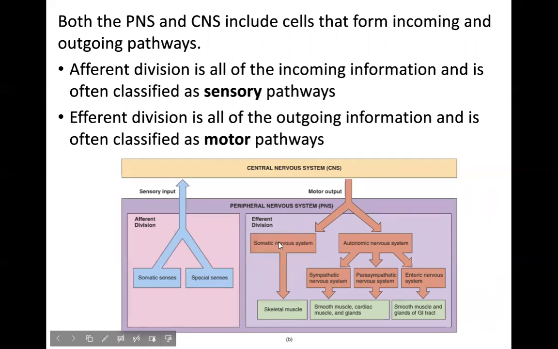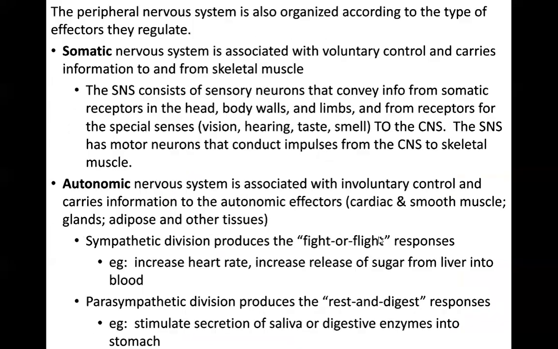If you notice there, the efferent division provides motor output. We've got the somatic, which we learned the other day, controls skeletal muscle in a voluntary manner. You have the autonomic or automatic nervous system, as I like to call it, with the three divisions: sympathetic, fight or flight, parasympathetic, rest and digest, and then the enteric, which is specific to the digestive system.